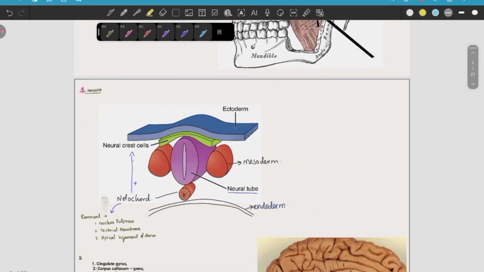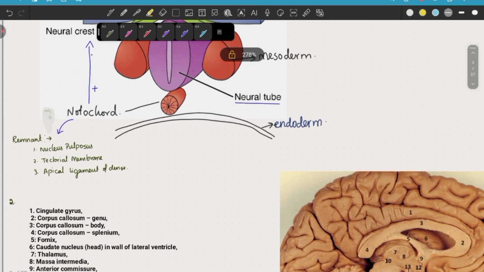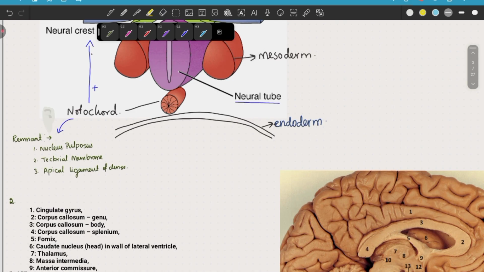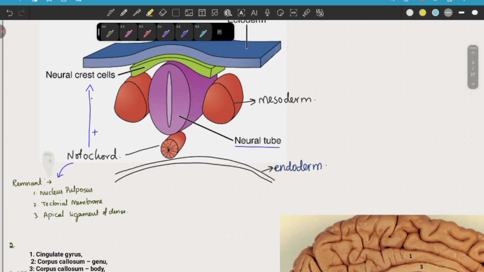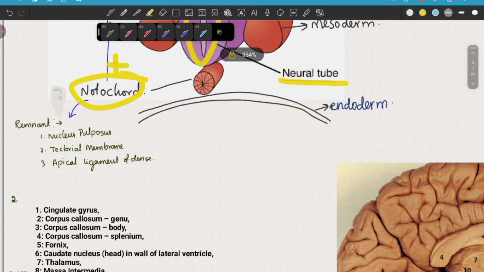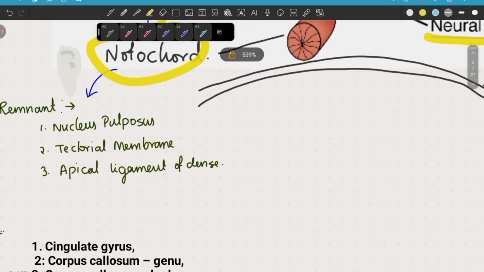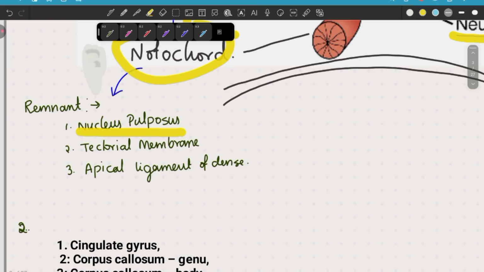What are the other structures that are remnants of the notochord? One liner: the notochord stimulates the neural crest cells, and then it forms the neural tube. After doing its duty, it will be the remnant. It will form the nucleus pulposus, which is present in the disc. The tectorial membrane and apical ligament of dens, all these three are remnants.